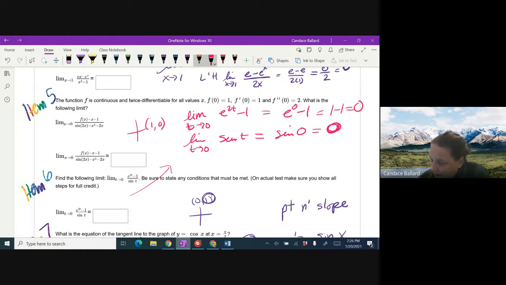Yep, good old L'Hopital's rule. It'd be like a band, right? L'Hopital rules. All right.